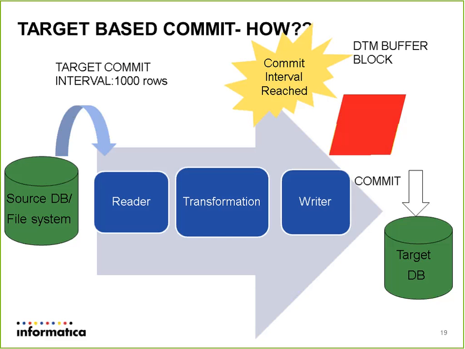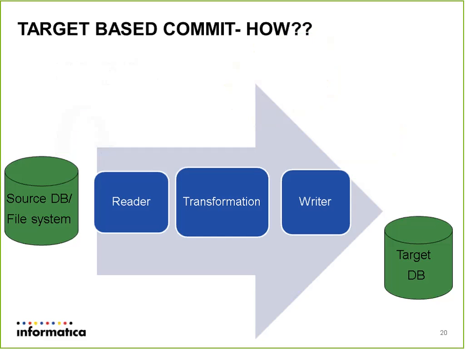target-based commit. Here it is the DTM buffer block which plays an important role in deciding how many rows need to be committed to the target. In this special case, the number of rows committed would be greater than that specified in the commit interval property at the session configuration.